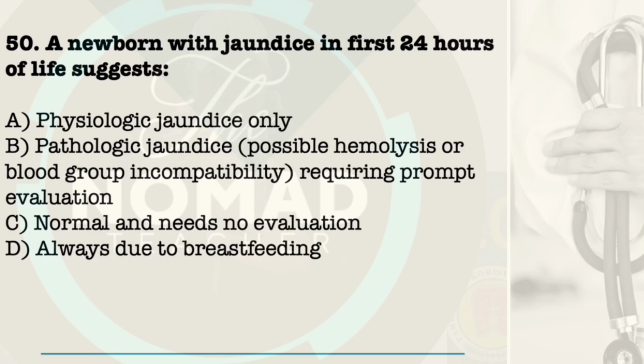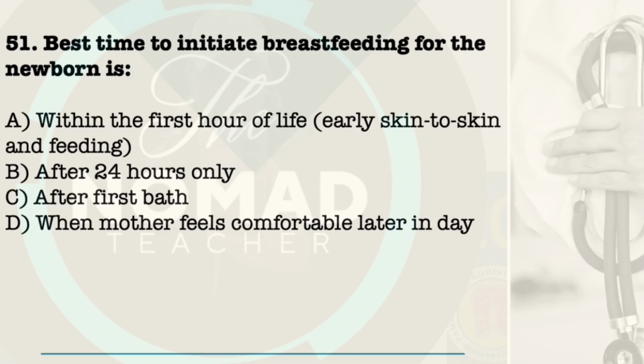50. A newborn with jaundice in the first 24 hours of life suggests: A. Physiologic jaundice only. B. Pathologic jaundice, possible hemolysis or blood group incompatibility, requiring prompt evaluation. C. Normal and needs no evaluation. D. Always due to breastfeeding.